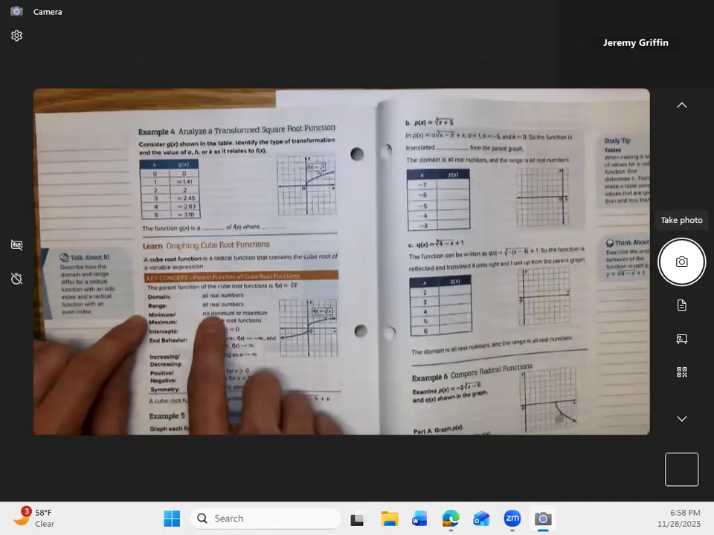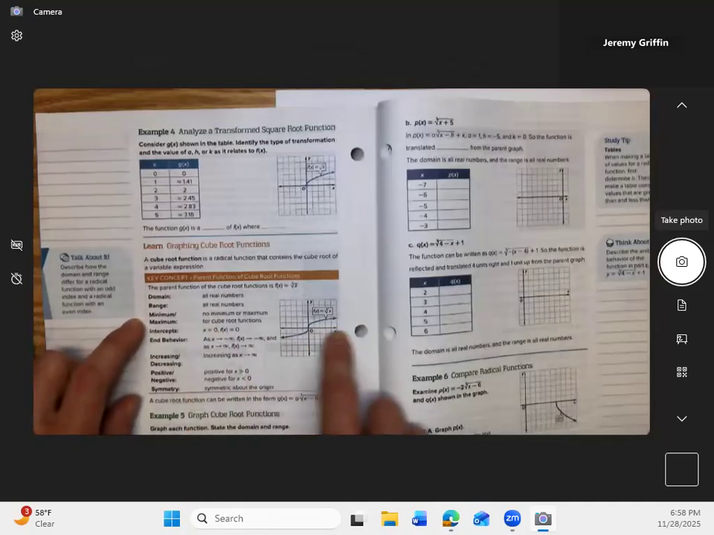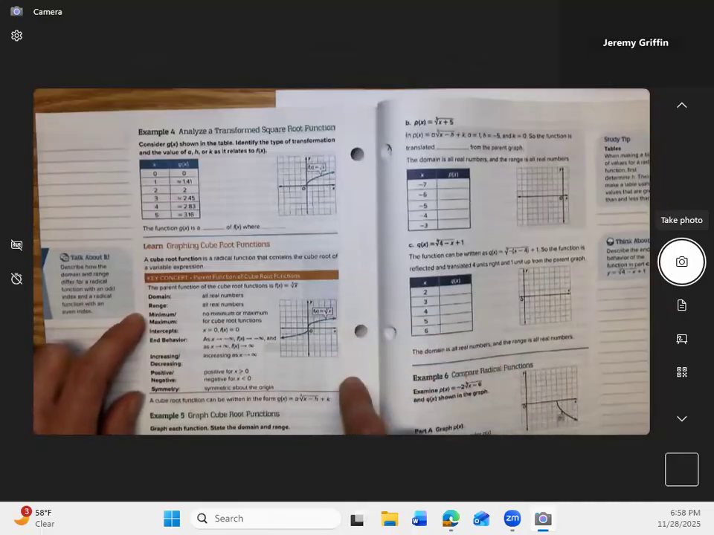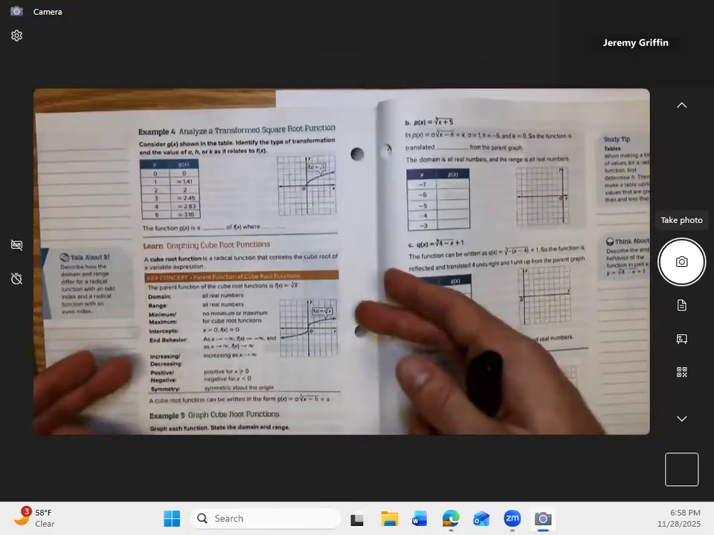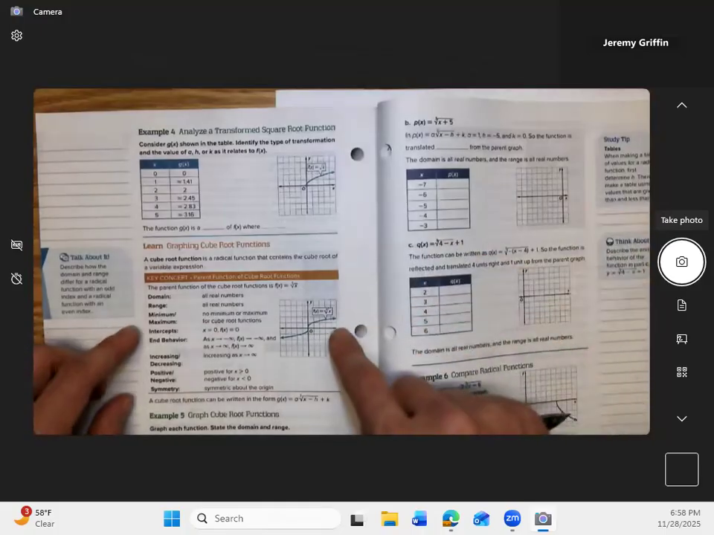They're looking for domain and range. So domain could be all real values because you can go left or right forever. Range could also be all real values because you can go up or down forever. Is there an x value such that the y value is a billion? Yeah, somewhere out there.